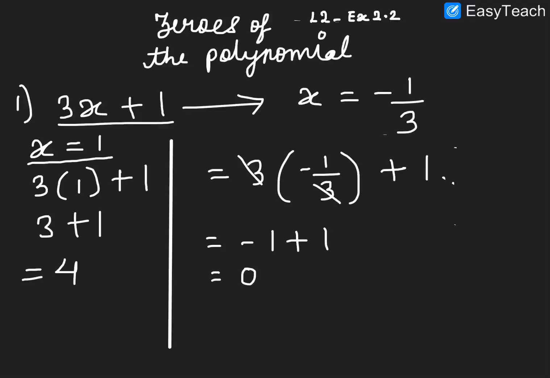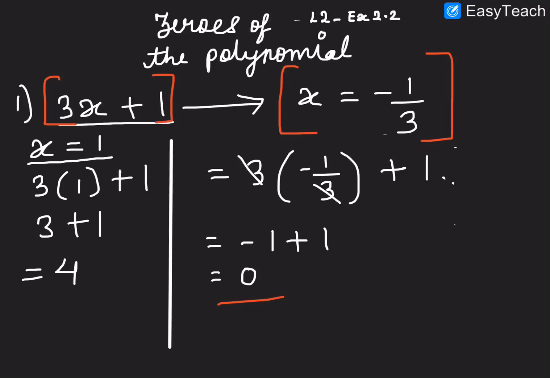As in this case, children, we have got the value as 0. So we can say x is equal to minus 1 by 3 is a 0 of the polynomial 3x plus 1. This is how you can classify, identify or verify for any given polynomial whether the given value of x is a 0 of the polynomial or not.